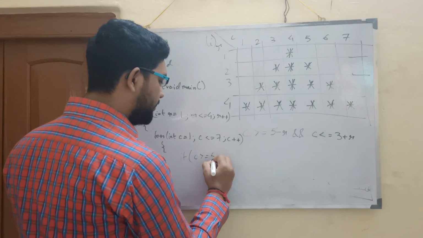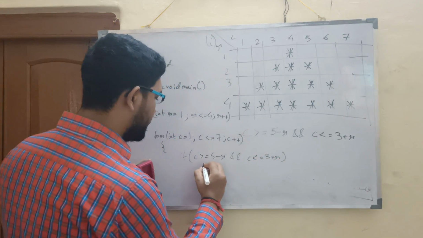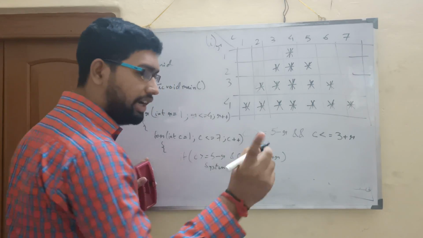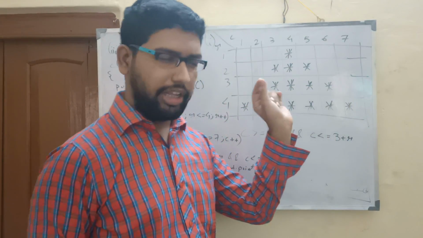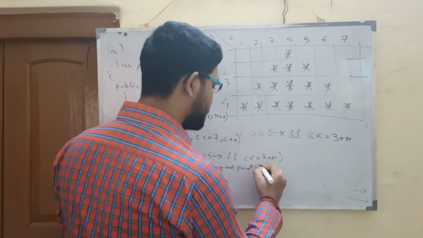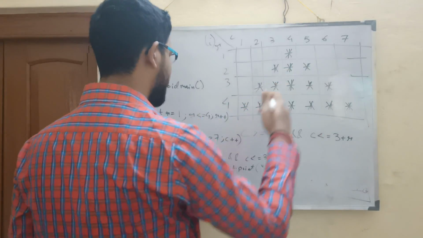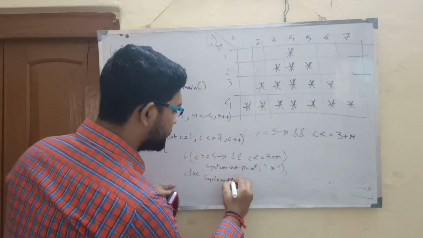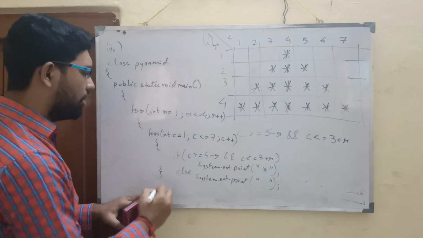C greater than or equal to 5 minus R and C less than or equal to 3 plus R, we will just print out the pattern. So System.out.print. You will not use the println command because println will print the next star in the next line. So print, and inside that we will write star, and where the condition does not meet, we will just print out the spaces. So else, System.out.print space. So we will close the inner loop.